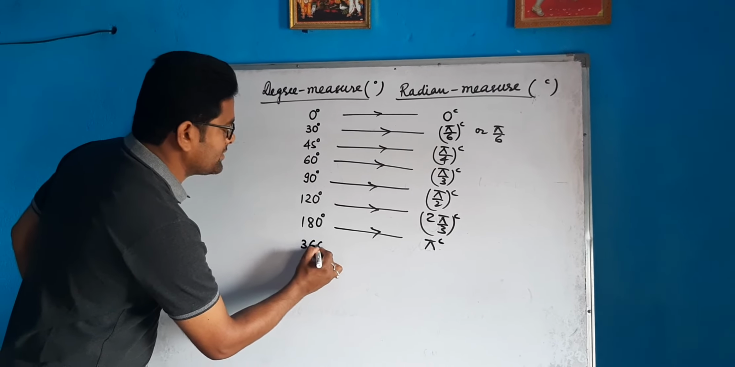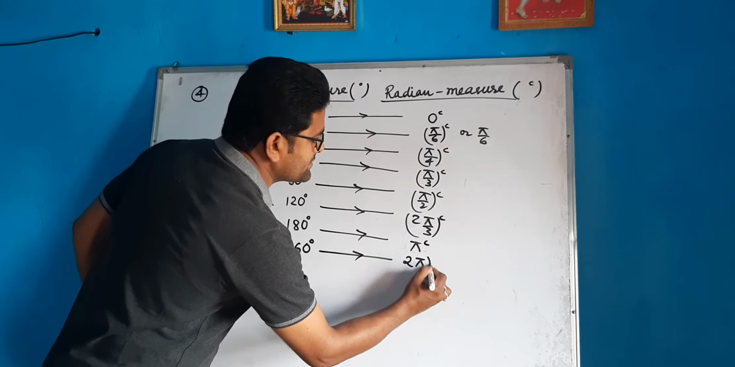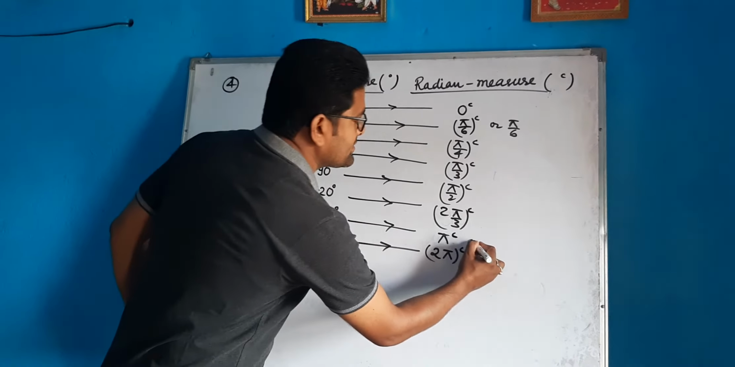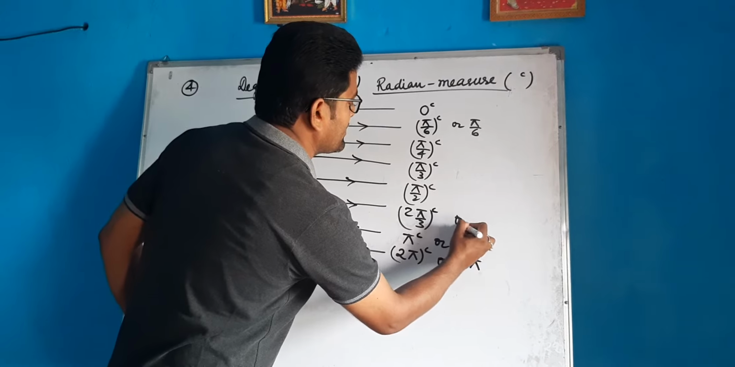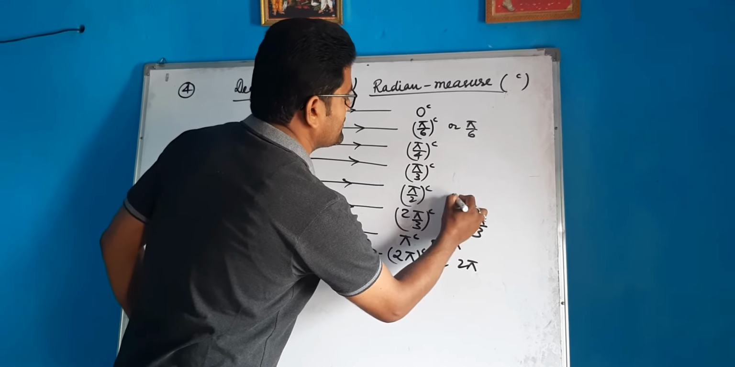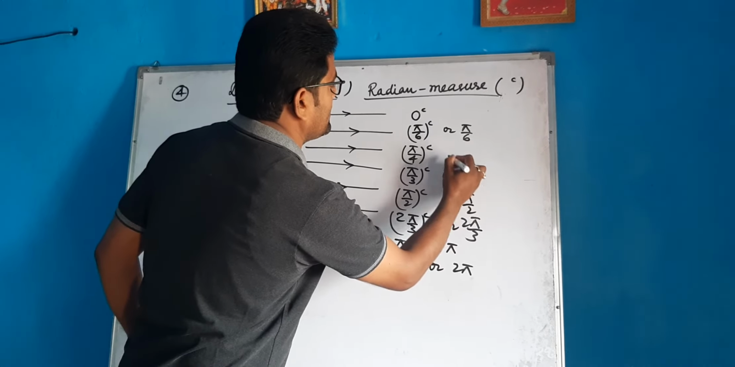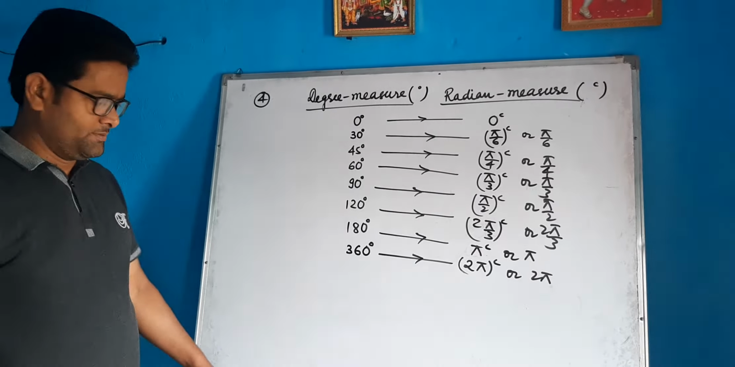Next, 360 degrees will be 2 pi radians. You can simply write this as pi, or you can simply write this as 2 pi. These can also be written directly as 2 pi by 3, pi by 2, pi by 3, and pi by 4. That means they are in radians.